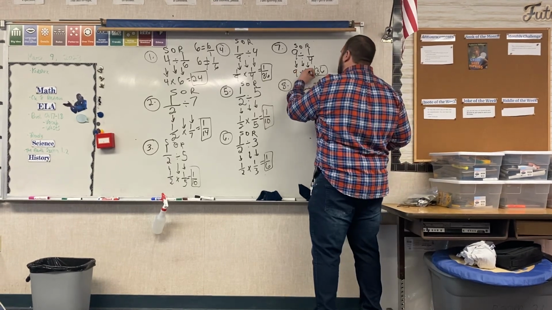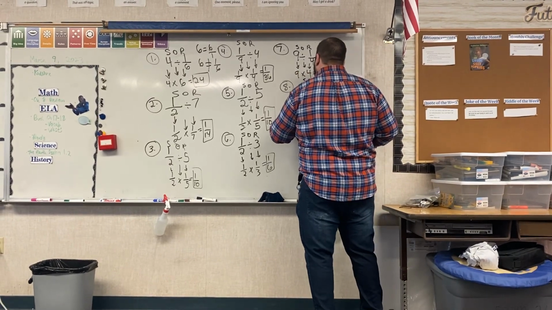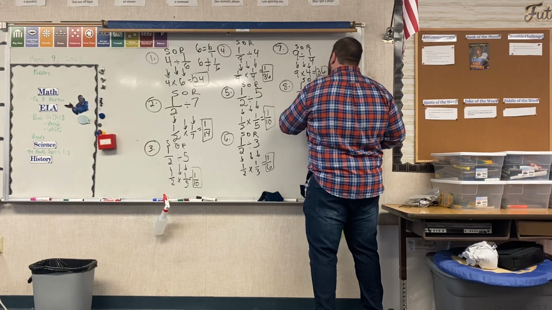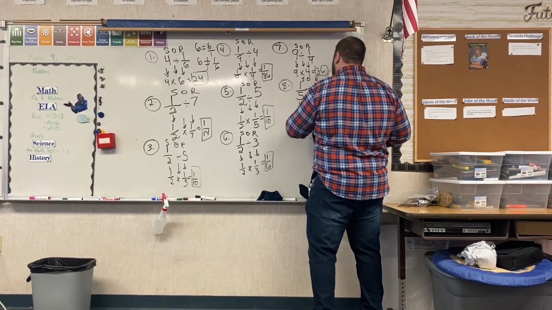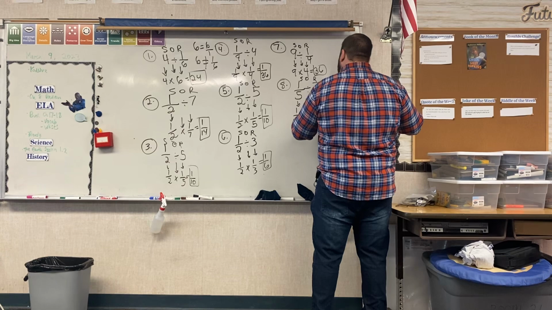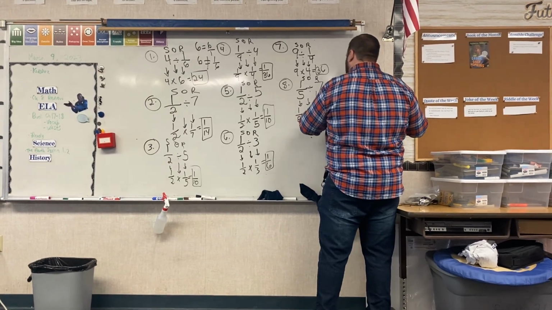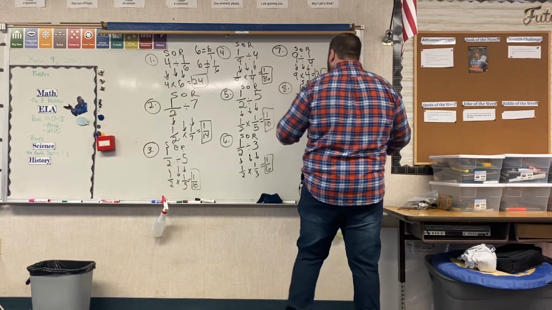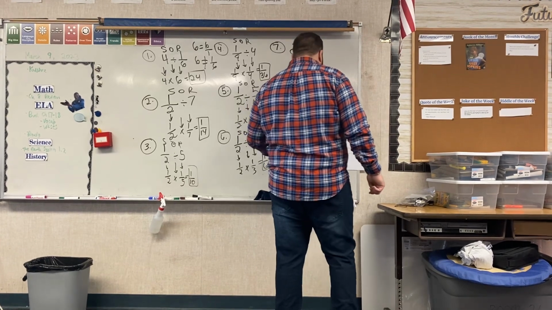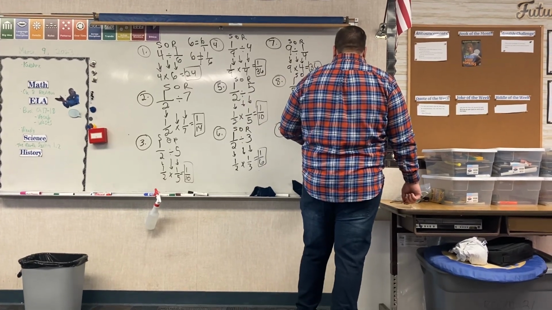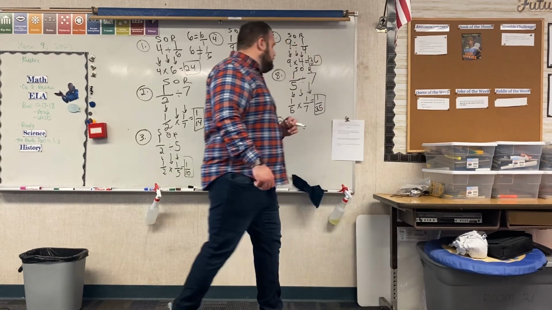Same, opposite, reciprocal. 1/5 stays the same. Opposite division is multiplication. The reciprocal of 7 is 1/7. 1 times 1 is 1. 7 times 5 is 35. 1/35 is your final answer. Number 9. A pitcher of Gatorade is half full and still needs to be divided evenly among 7 teammates.